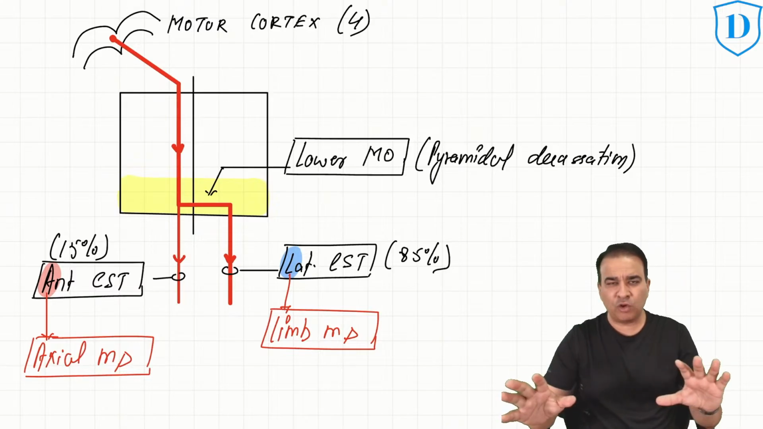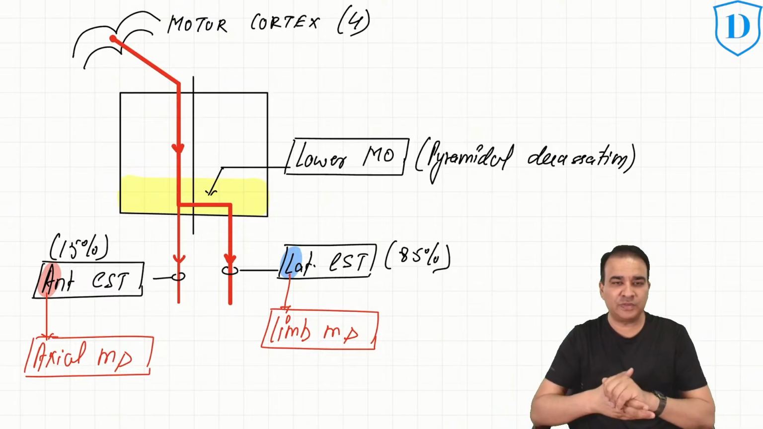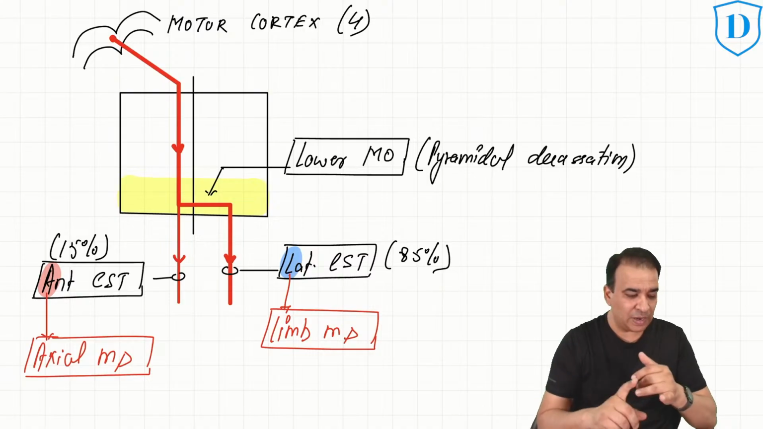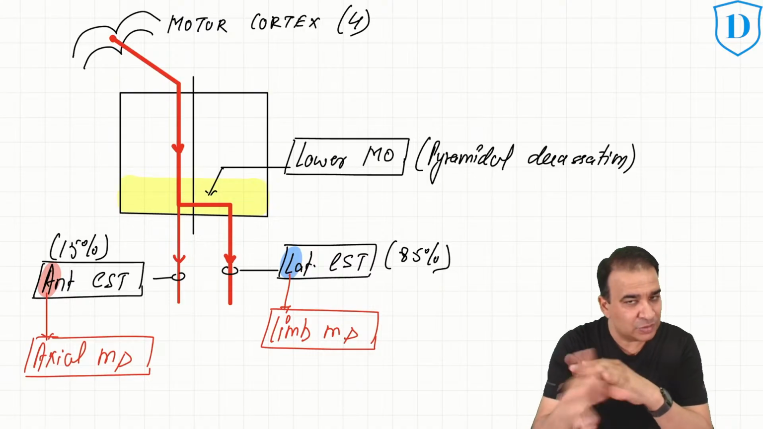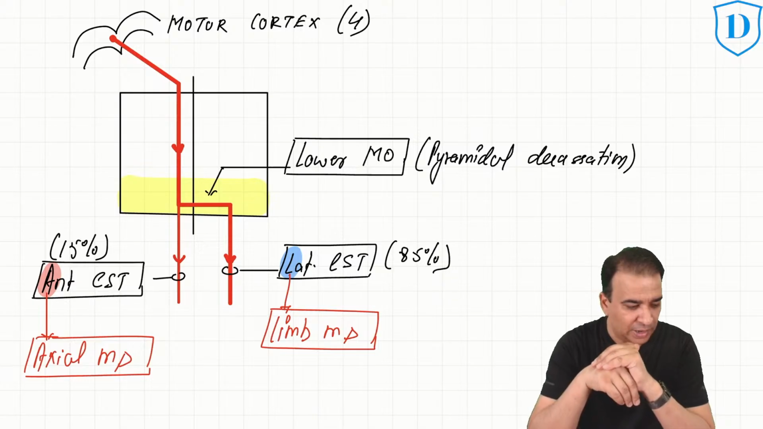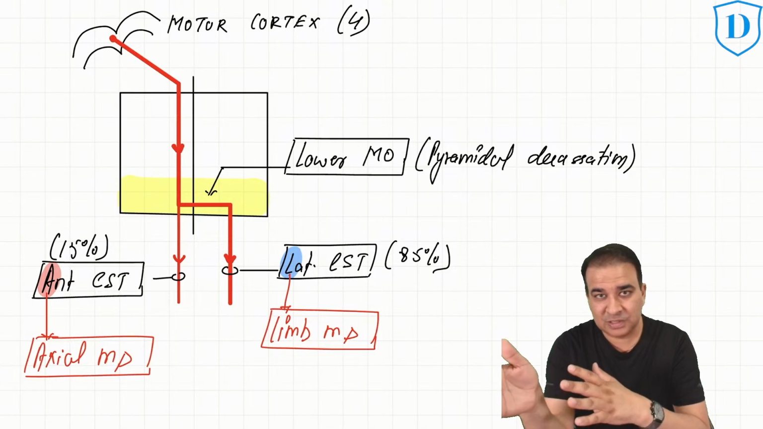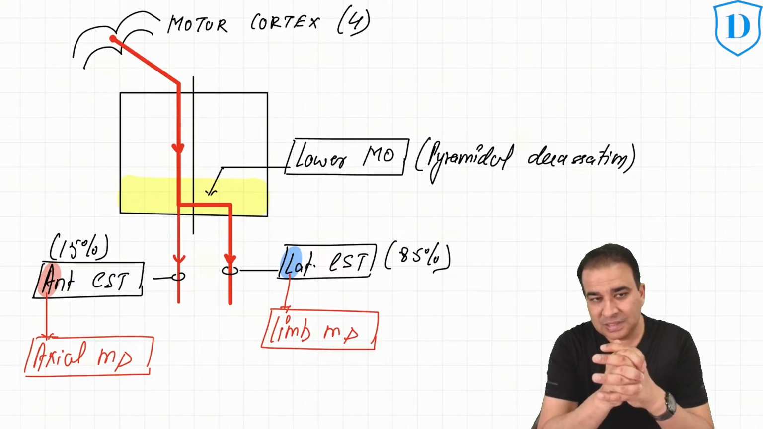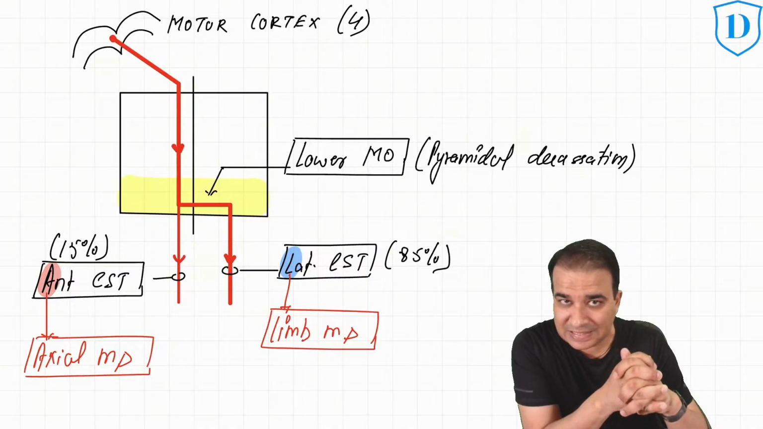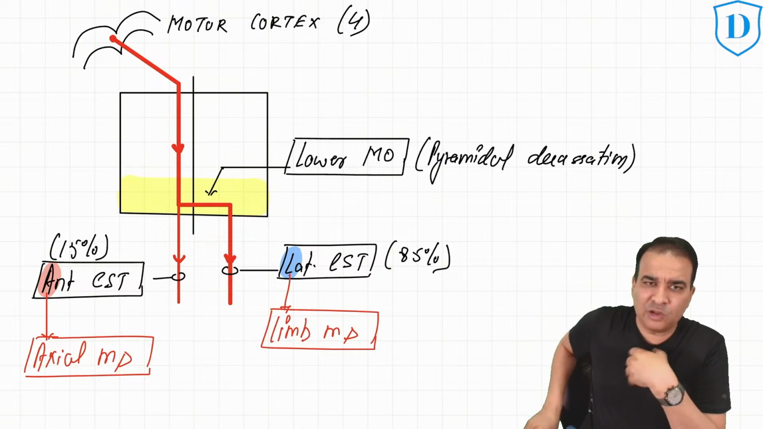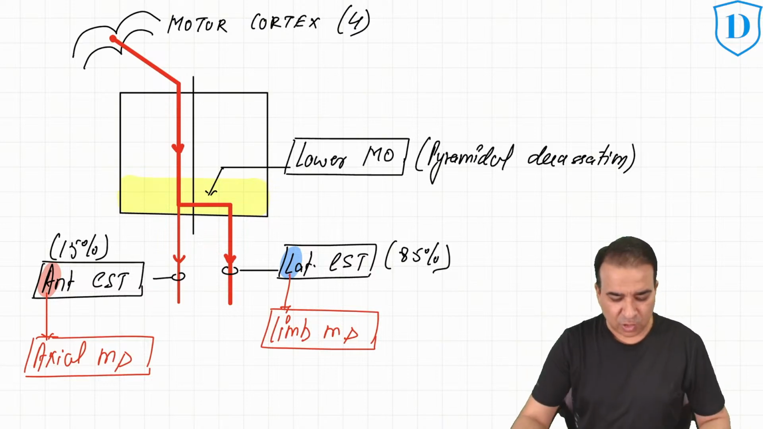So the tract is for voluntary movement. We all know that the corticospinal tract is for voluntary movement. One question is where the decussation takes place, and that is obviously in the lower medulla oblongata. And as a result of decussation, you will see the lateral corticospinal tract, which has 85% of fibers, supplying the limb muscles, and the anterior corticospinal tract supplying the axial musculature, or the intercostal or abdominal muscles. So that's the corticospinal tract for you.